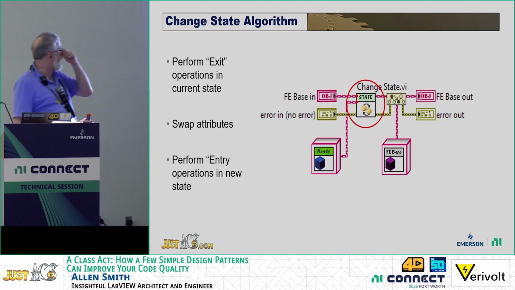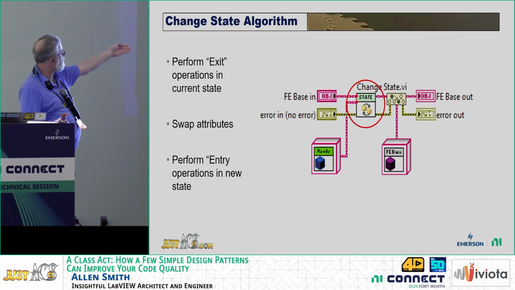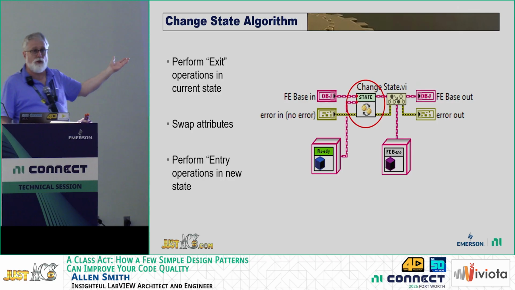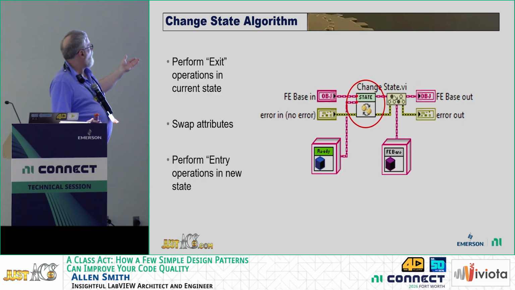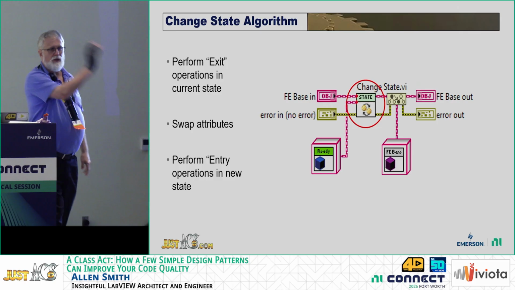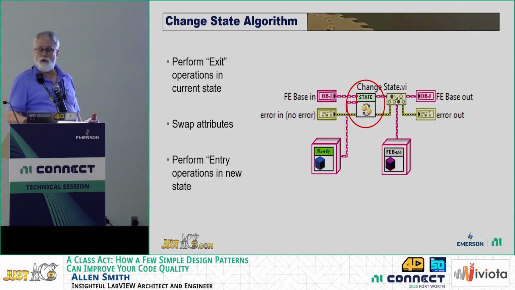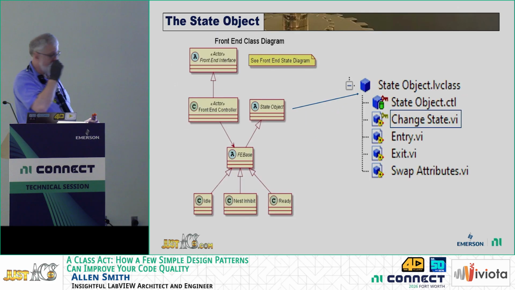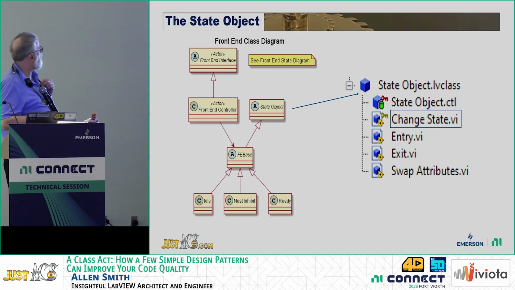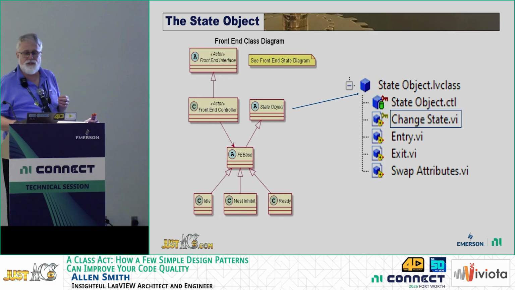That is the VI that I actually call when I want to go from, in this case I'm going idle to ready, for example here. That's what that code looks like. Change state is fixed, the algorithm is fixed. I will exit, I will swap, I will enter. What I do at each of these levels, each of these things though, is defined by the classes in question.